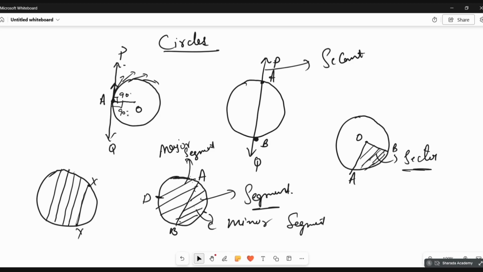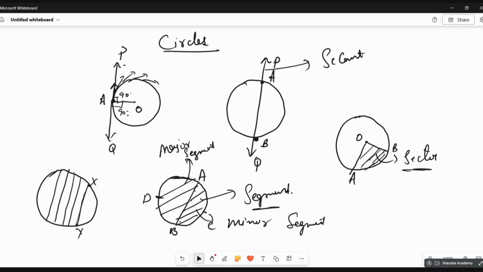Then comes the secant of the circle. A secant is a line which intersects the circle at two points. Then we have the chord of the circle. Chord of the circle means a line drawn between any two points of the circle. We call it the chord of the circle.